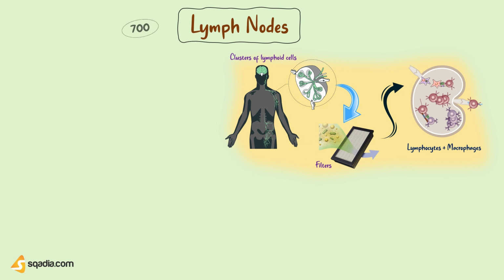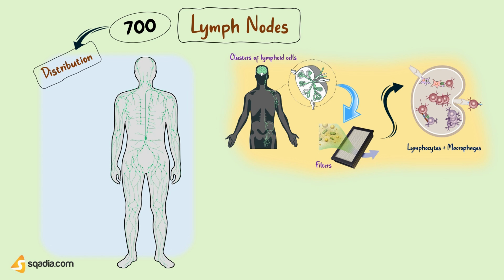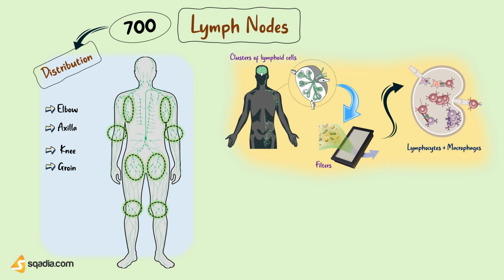In approximation, around 700 lymph nodes are present in our body. And if we talk about their distribution or location, then we say lymph nodes are present along the course of lymphatic vessels, but mainly they are found in regions of the elbow, axilla, knee, and groin. Lymph nodes are also present at certain points in the abdomen, thorax, and neck, where many lymph vessels join.